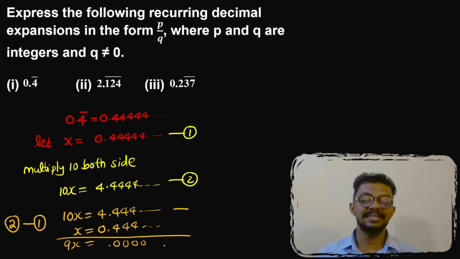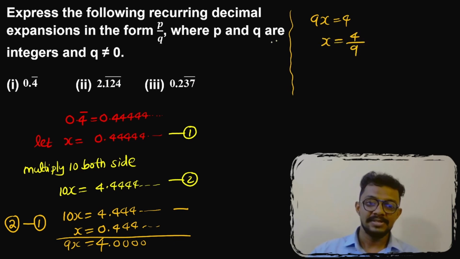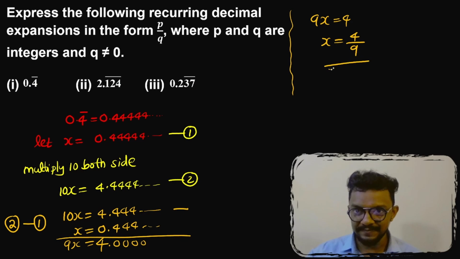They all get cancelled, since infinitely many digits are there on both sides. Decimal below decimal: 4 minus 4, the answer is 4, and 4 minus 0 is 4. I got the equation 9x equals 4. If 9x equals 4, the value of x is 4 by 9. So I assumed x as the number 0.4 bar, and I got the same number as 4 by 9. So the m by n form of 0.4 bar is 4 by 9.